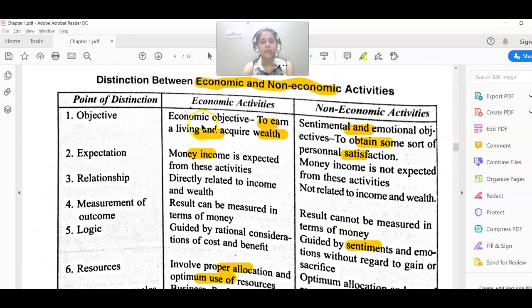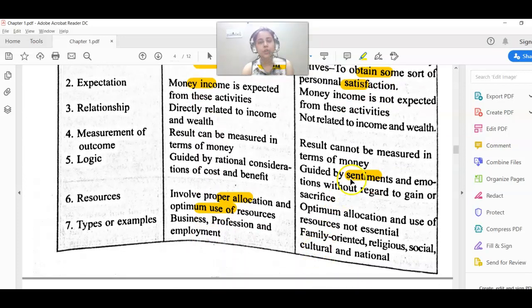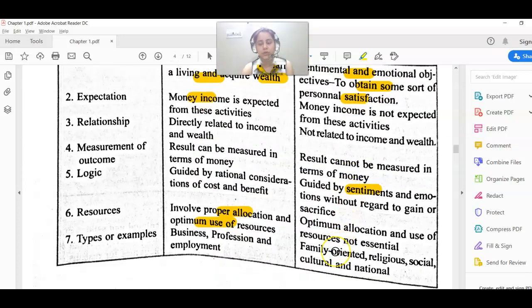We'll do this. Types of economic activities are business, profession, and employment. Non-economic activities are family oriented, religious, social, cultural, national, or patriotic, such as going to a temple, such kind of activities.